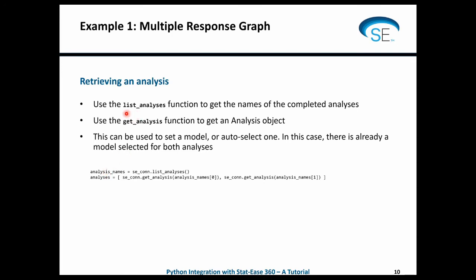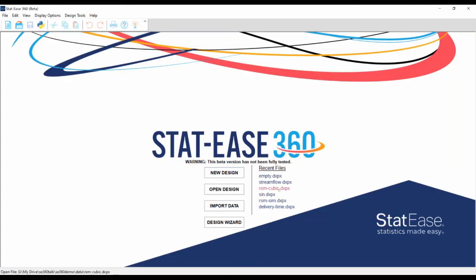So we want to grab an analysis object for both of these analyses. And to do that, we need the name of the analysis. So we'll use the list analyses function on that client object to grab a list of analysis names. And then I've just taken the first and second analysis names and fetched the analysis for both of those and then stuffed them into another list here. Those analysis objects can be used to set a model, auto select. We're going to use them to do predictions because there's already a model analyzed for those. And I can show you that design here.